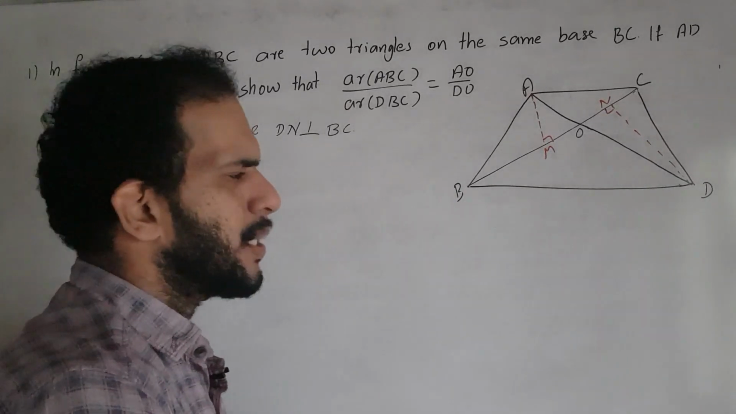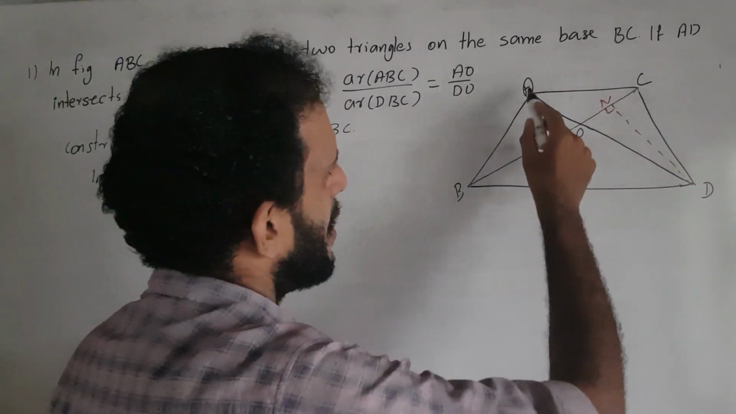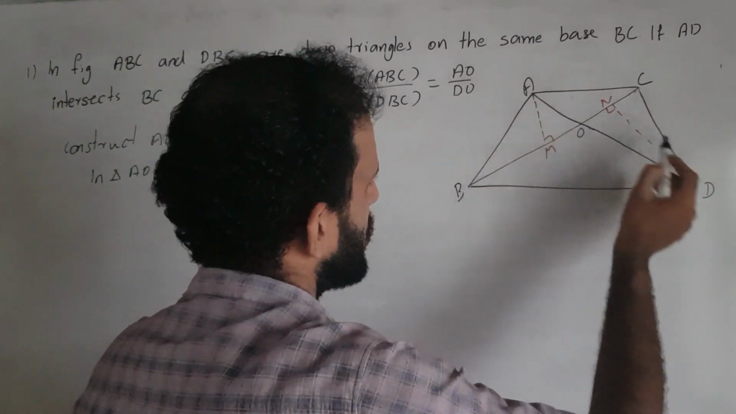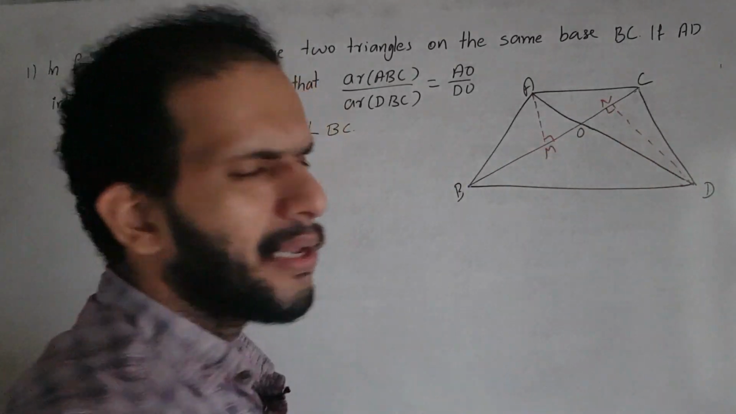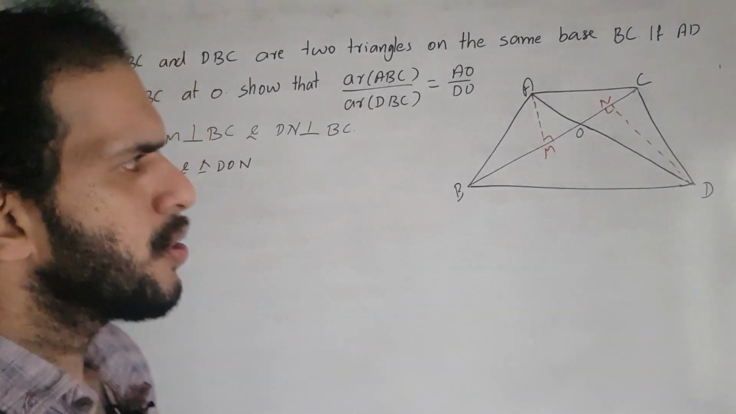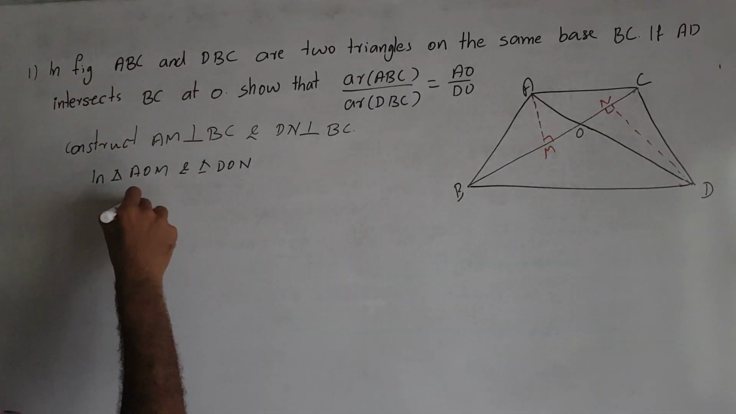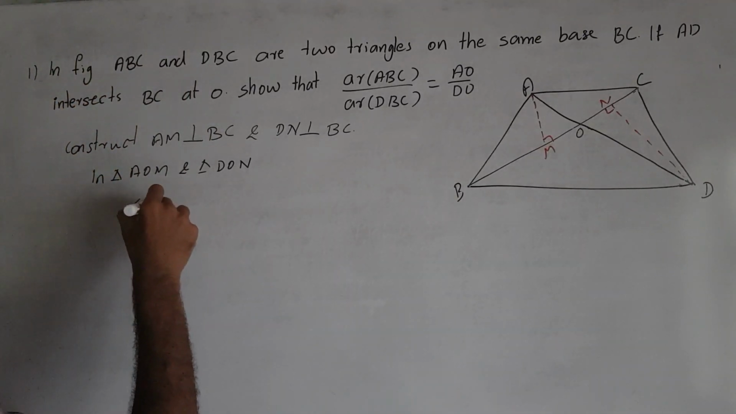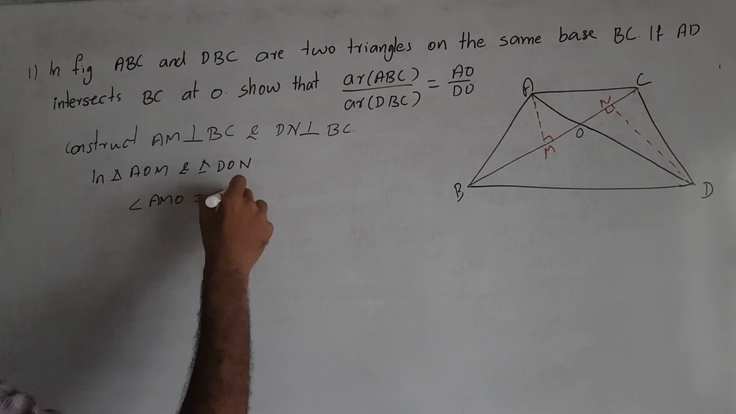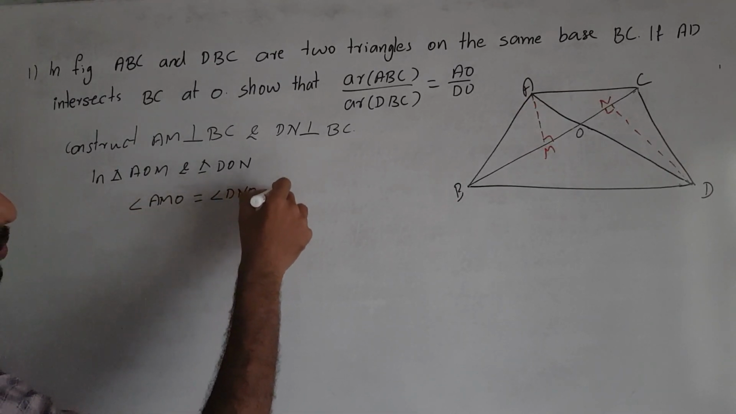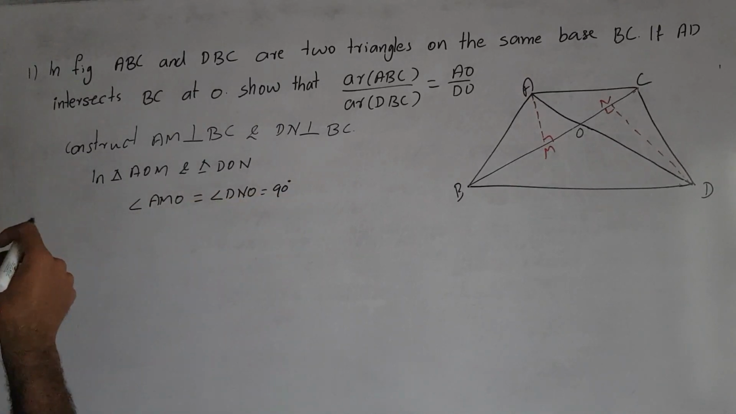The triangle is very clear. Angle AMO is equal to angle ANO. Why? Both are 90 degrees by the construction, correct? So we write our first step: angle AMO is equal to angle DNO is equal to 90 degrees, correct?